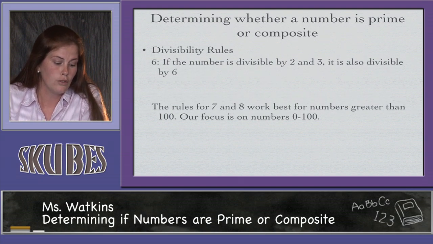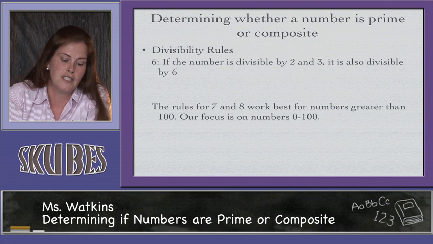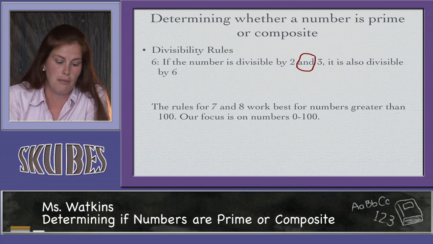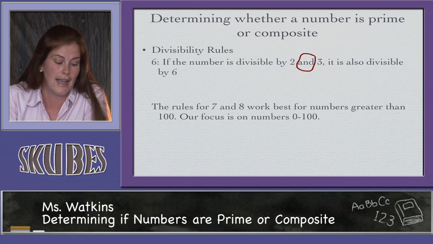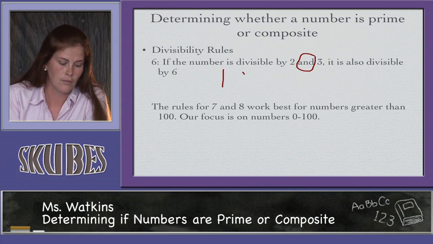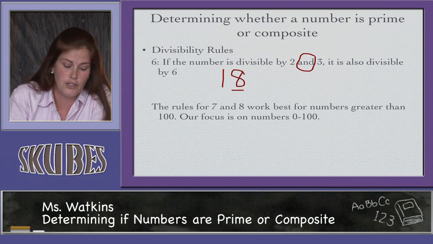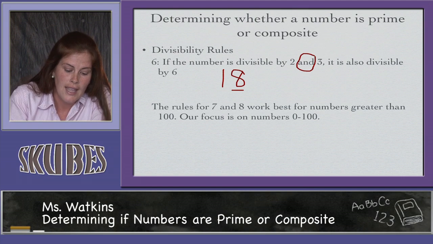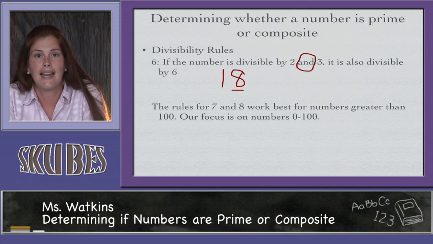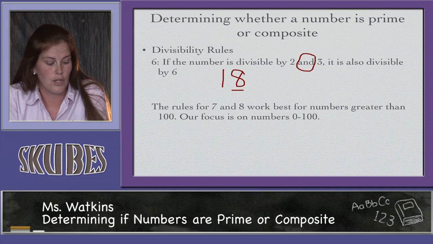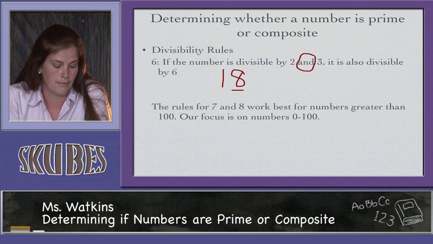The divisibility rule for 6. If the number is divisible by 2 and 3, it cannot be either or. It has to be both. It is also divisible by 6. Take the number 18. I know 18 is divisible by 2 because it's an even number. I also know it's divisible by 3 because 1 plus 8 equals 9, and 9 is divisible by 3. So it is also divisible by 6.